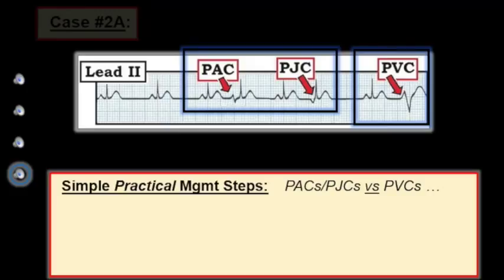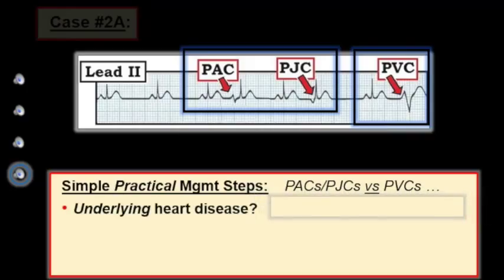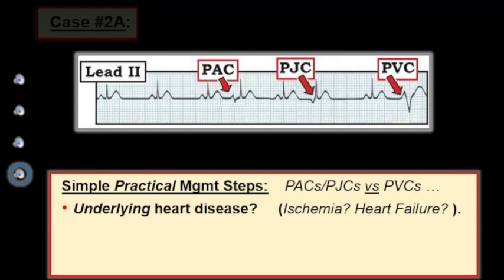But regardless of whether the patient in front of you is having PACs, PJCs, or PVCs, initial practical management steps are the same. Assess for the likelihood of underlying heart disease. Premature beats occurring in a patient with ischemia or heart failure will often go away if ischemia or heart failure are treated. If, on the other hand, the patient with premature beats does not have any underlying heart disease, then it becomes much more likely that their arrhythmia is benign.